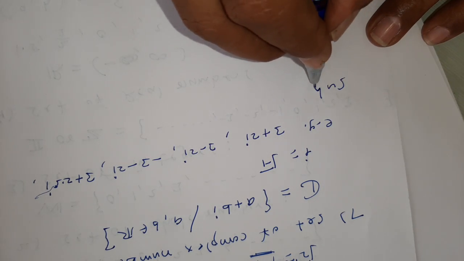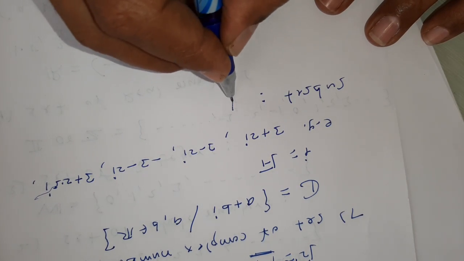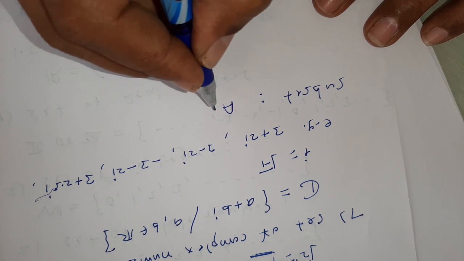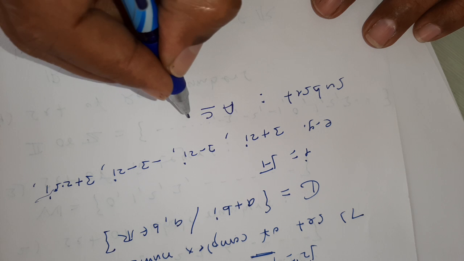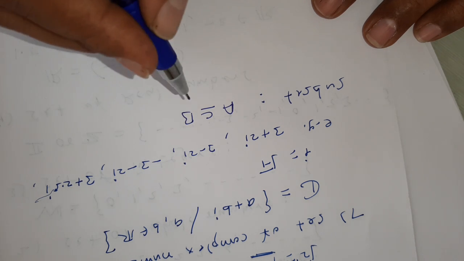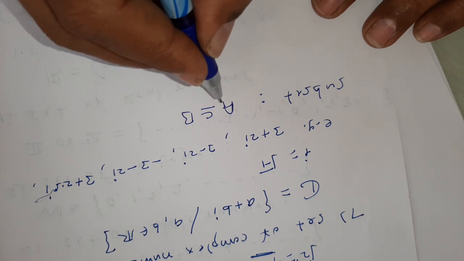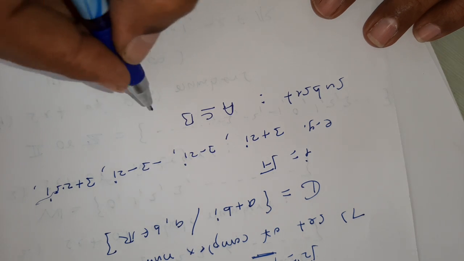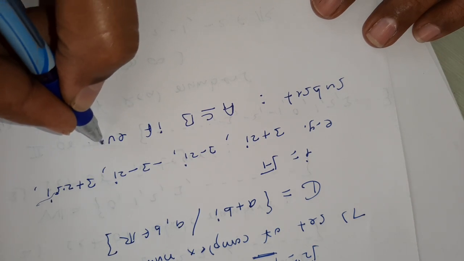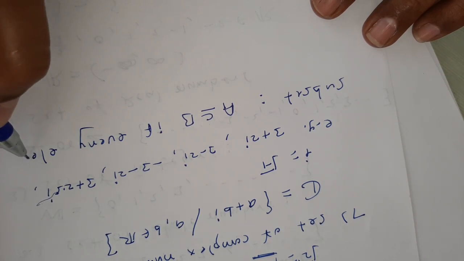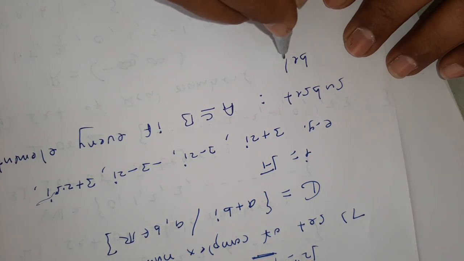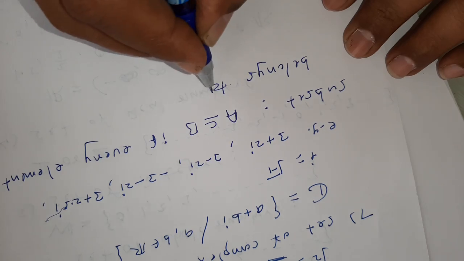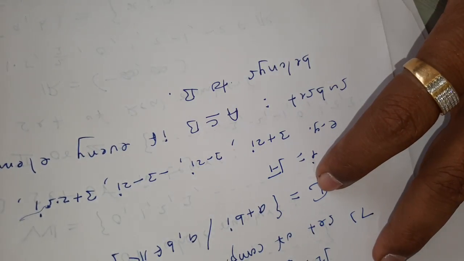Then the definition of subset. Let A and B be any two sets. Then the notation for subset is this: A is a subset of B. A is a subset of B if every element of A belongs to B, that is, is present in B. Then A is called a subset of B.